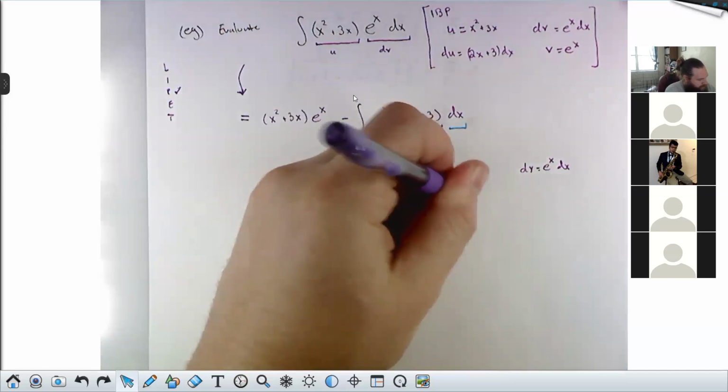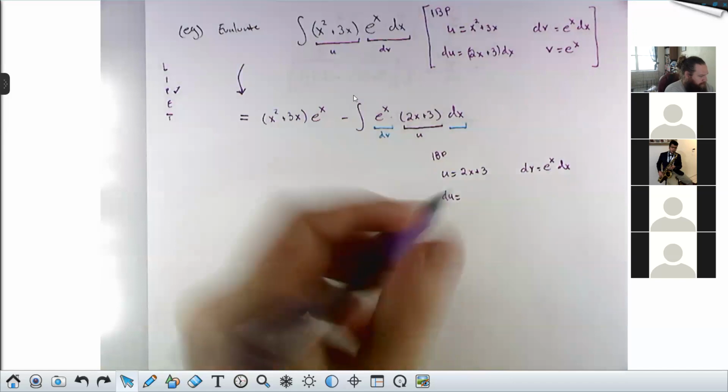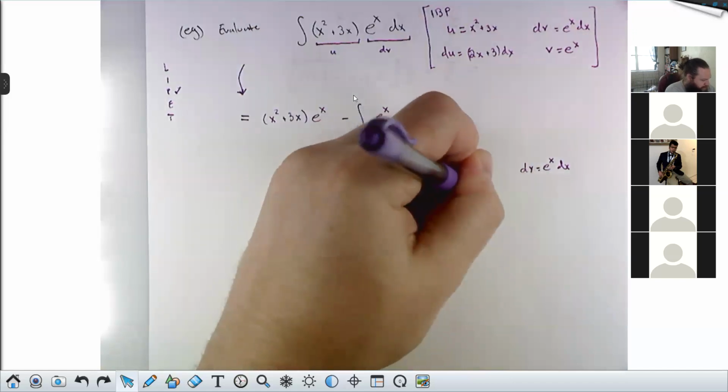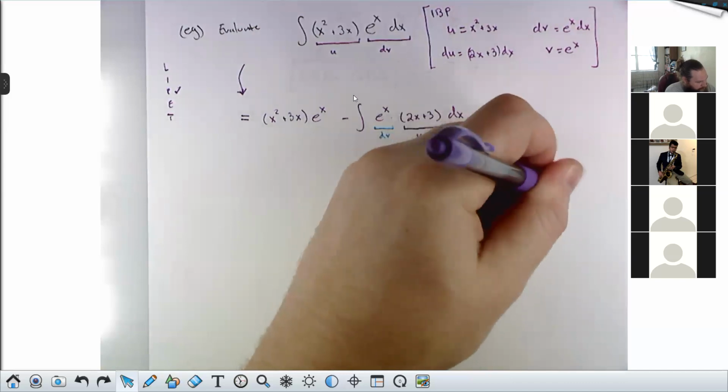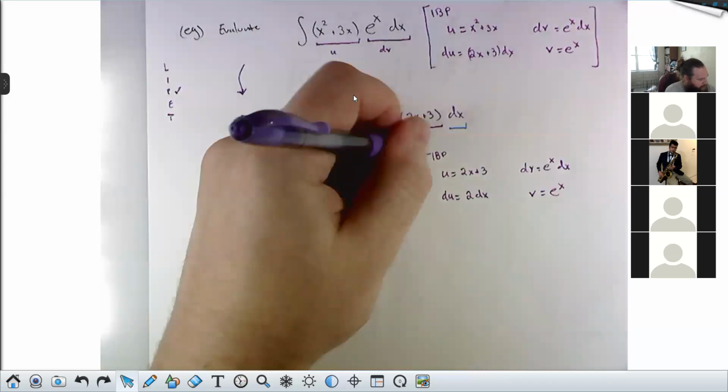Then, just like in the first step, we complete the IBP table. We do that by differentiating u to get du. It's going to be 2 dx. And you integrate dv to get v. That's going to be e to the x.